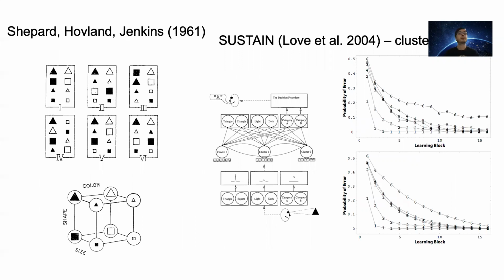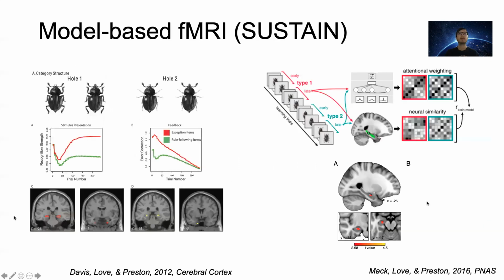So here are some behavioral data from Shepard's group in 1961. There's 6 category rules, and this is just showing that cognitive models like SUSTAIN, which is a clustering model, are able to capture human behavior. So this is the behavioral learning curves in humans, and this is the model output. This model can also show representations that track those in the hippocampus of the human brain during learning.